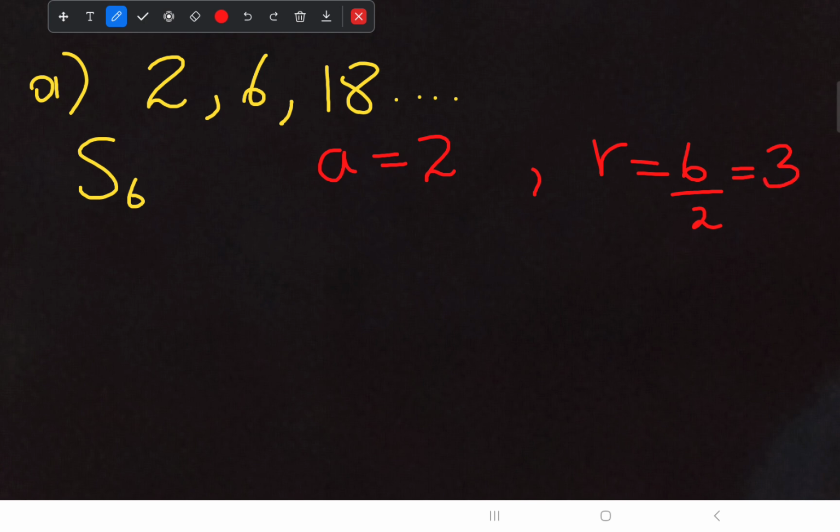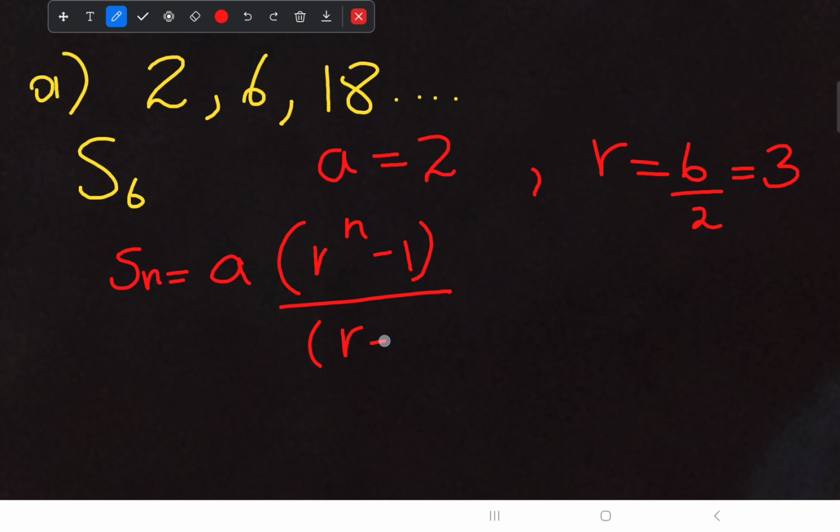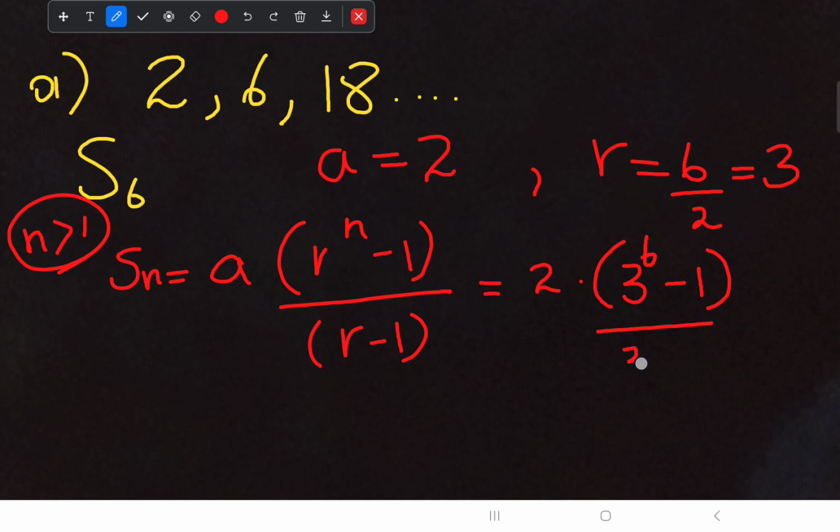Since the common ratio is greater than 1, we have to use this formula: Sn equals A into R to the power of n minus 1 upon R minus 1. So A is 2 into, R is 3, to the power of 6 because we have to find 6 terms, minus 1, upon 3 minus 1. Then we have to do further calculations.